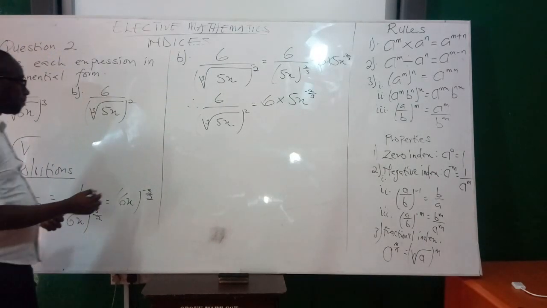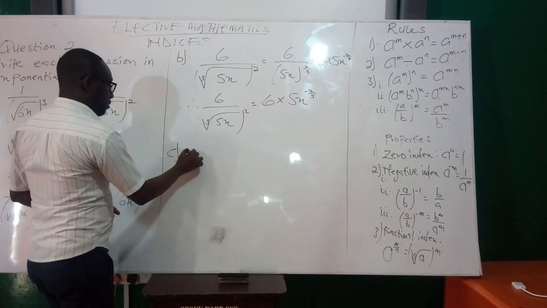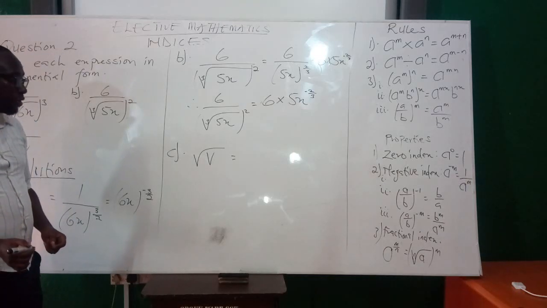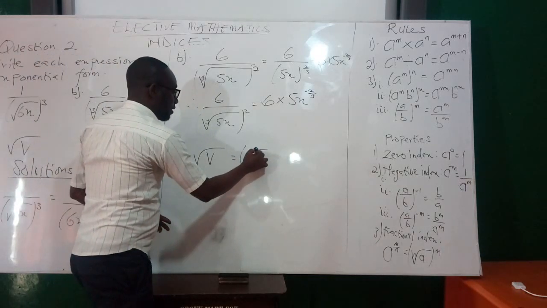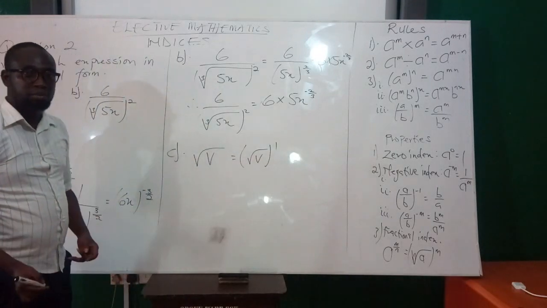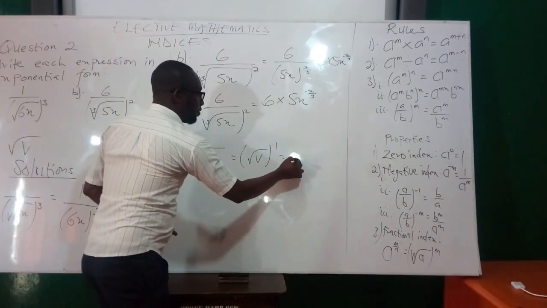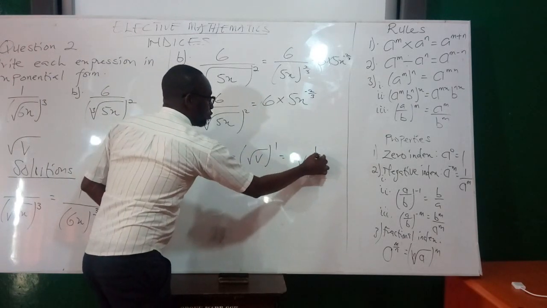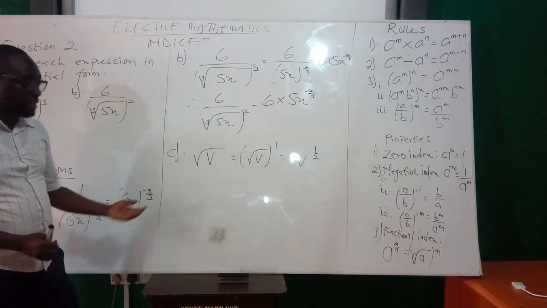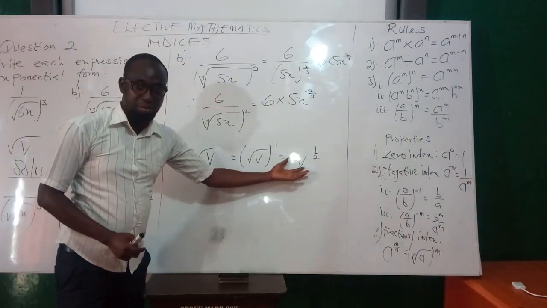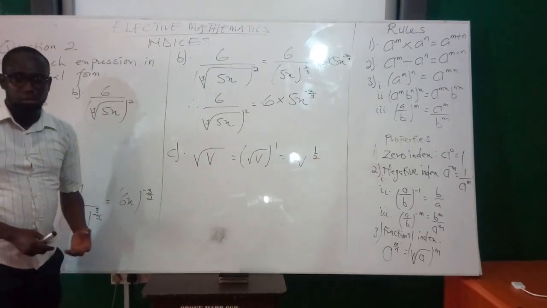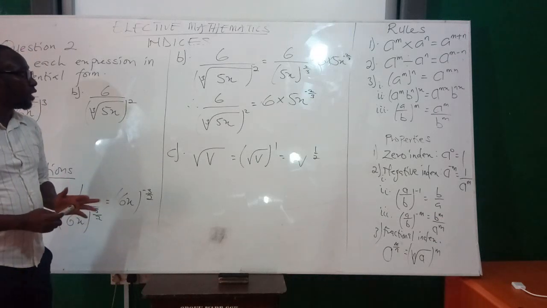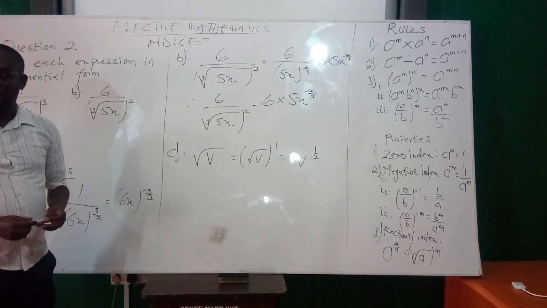Then number C, you have the square root of v. Now let's not forget, this expression is the same as v, then 1 over the number here, which is 2. So you can therefore state that the square root of v is the same as v raised to the power of 1 over 2. So there is question set 2. We are moving on to question set 3.